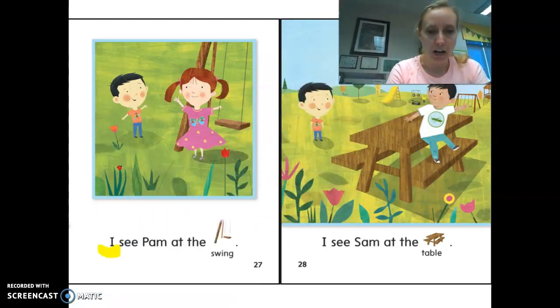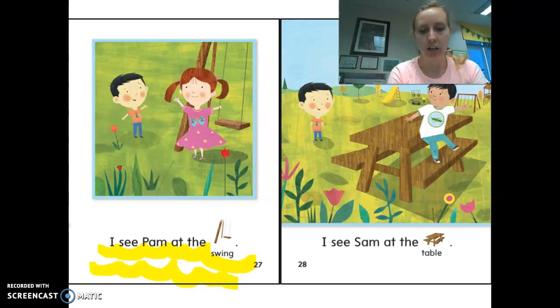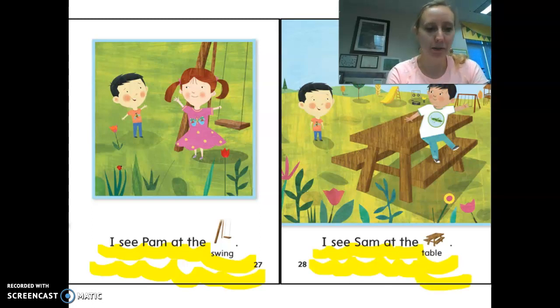Let's go up here now. Here we go. I see Pam at the swing. Your turn. I see Pam at the swing. Here we go. I see Sam at the table. Your turn. I see Sam at the table.